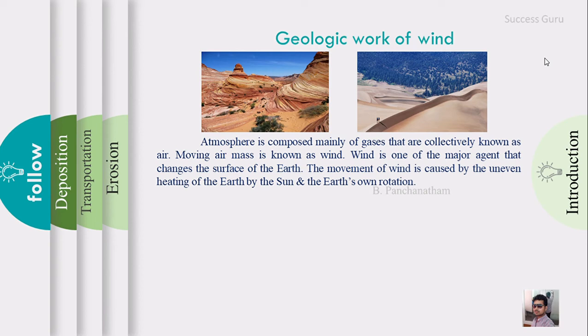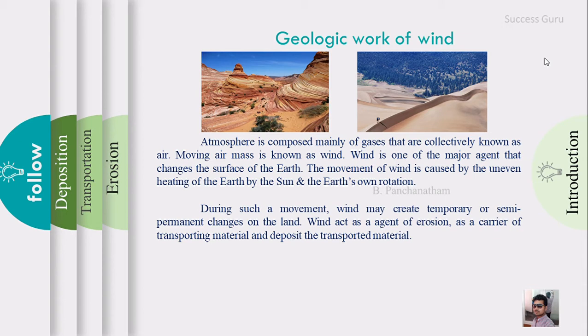The geological work of the wind. The atmosphere is composed mainly of gases that are collectively known as the air, and the moving air mass is known as the wind. Wind is one of the major agents that changes the surface of the earth. The movement of wind is caused by the uneven heating of the earth by the sun and the earth's own rotation itself. During such a movement, wind may create temporary or semi-permanent changes on the land, which acts as an agent of erosion, as a carrier transporting material, and deposits the transported material.